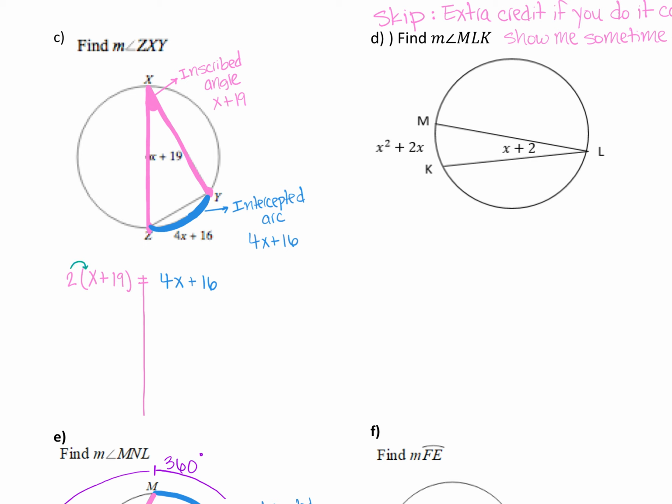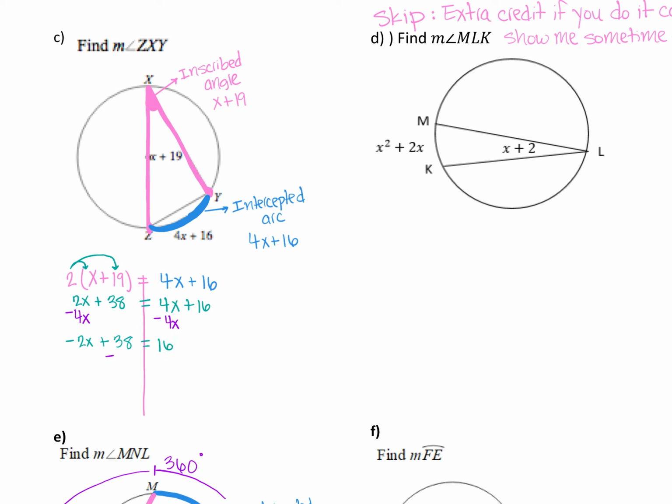Distribute the 2. 2 times x is 2x. 2 times 19 is 38. And this is equal to 4x plus 16. We want the x's on the same side. So subtract 4x, subtract 4x, and 2x minus 4x is negative 2x plus 38 is equal to 16.